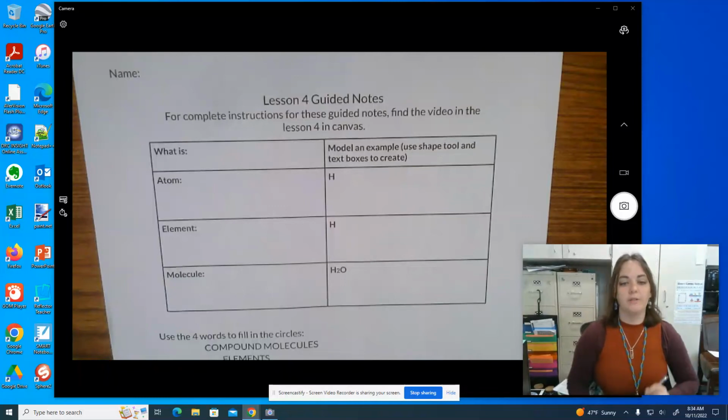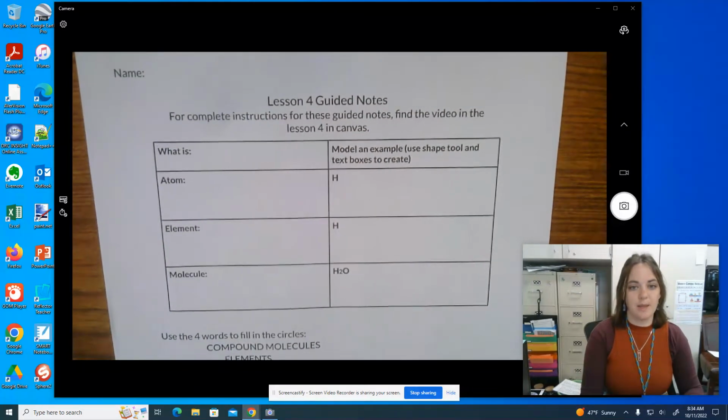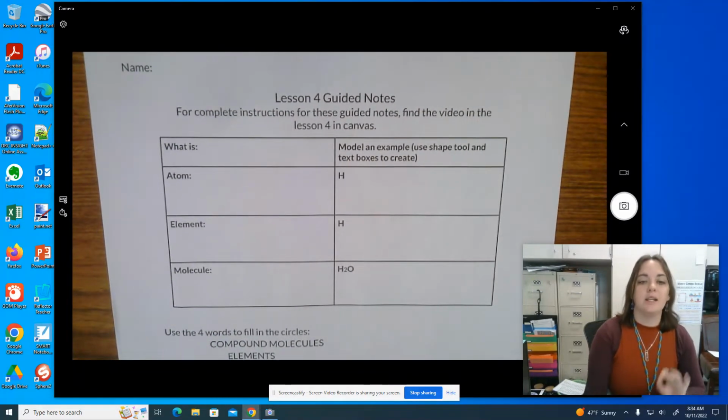This is part 1 for the lesson 4 guided notes. Before you start this lesson, go ahead and go to the supply shelf and find the paper that looks like the paper that's on my screen right now. It is titled Lesson 4 Guided Notes.